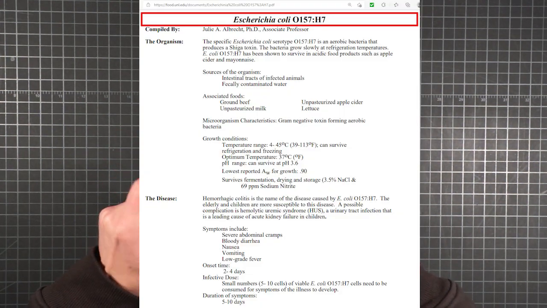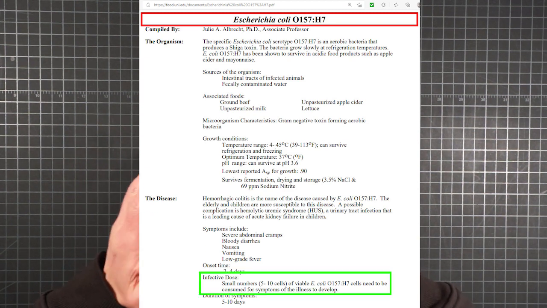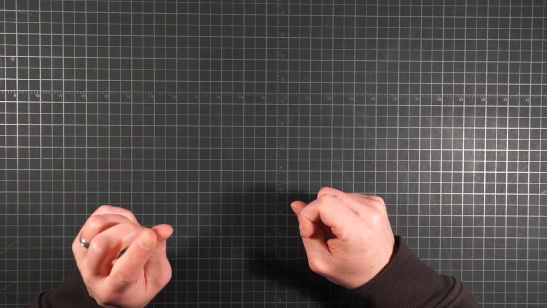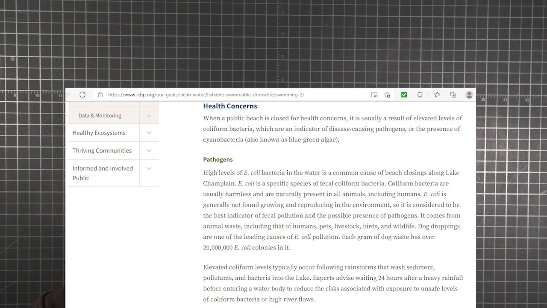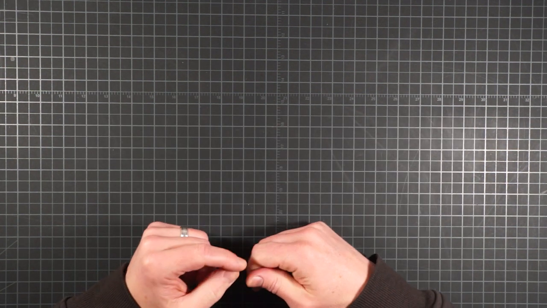So according to the University of Nebraska-Lincoln, the infective dose for the O157:H7 strain of E. coli is 5 to 10 cells. Well, remember the 1 million cysts per gram of beaver poop? Well, dog droppings are considered one of the leading causes of E. coli pollution. Each gram of dog poo has over 20 million E. coli colonies in it.